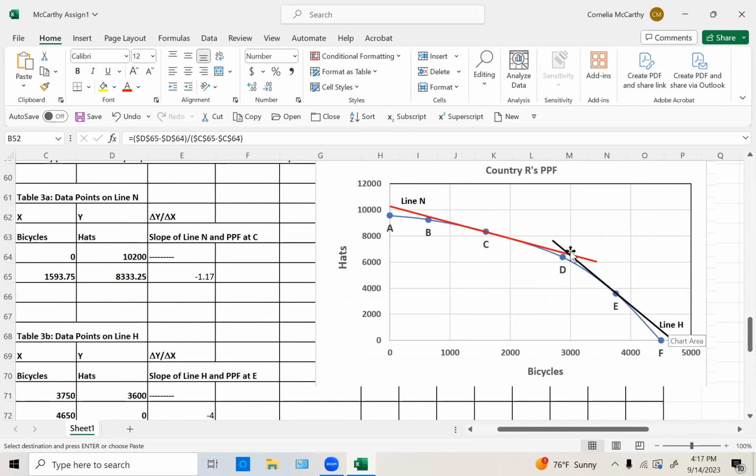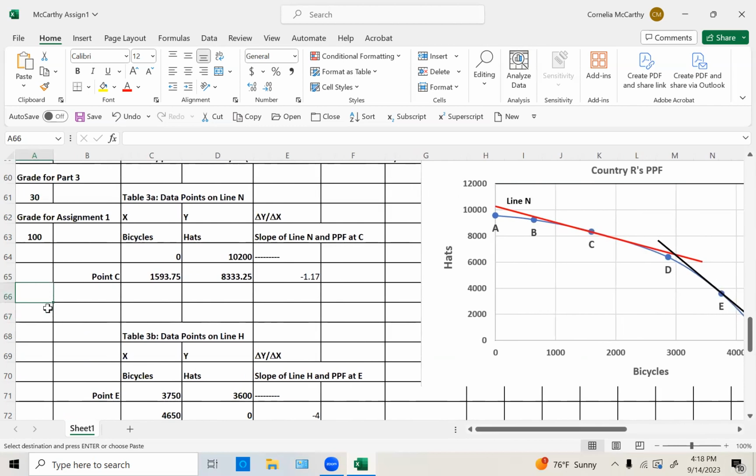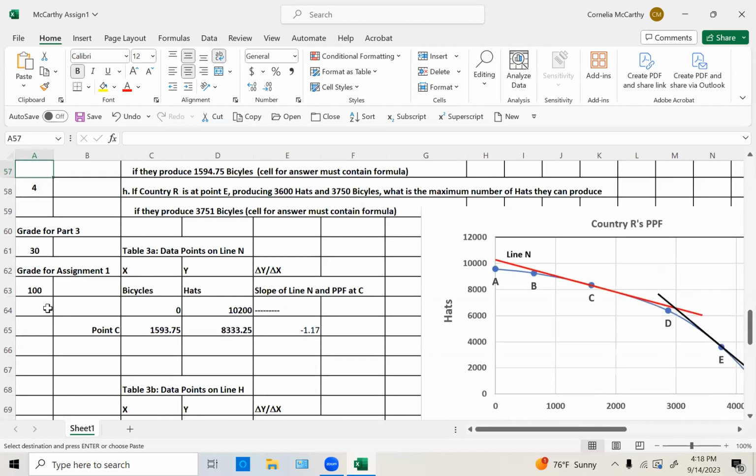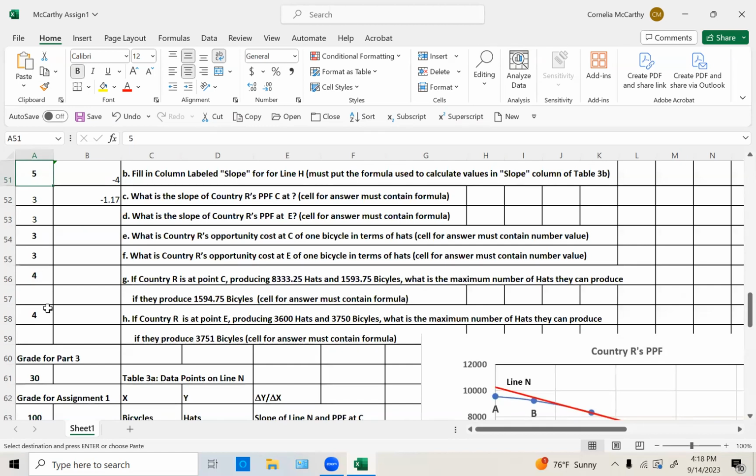And tangent means it doesn't cut through it, it just touches, it just has one point in common. All of the other points on the line H are above the curve. All of the other points of the line N are above the curve. So going back to my list of questions, it's going to be the same slope as the slope of H. So I can copy that and paste it into that answer.